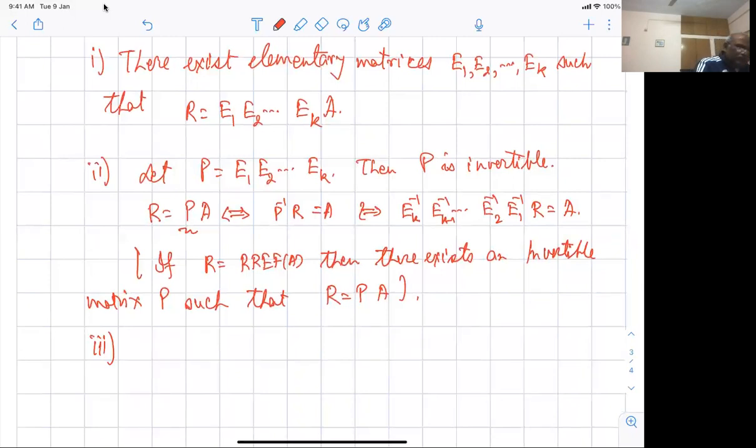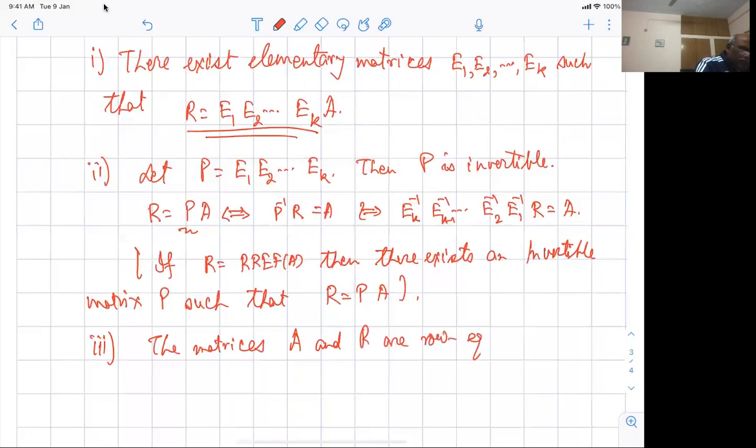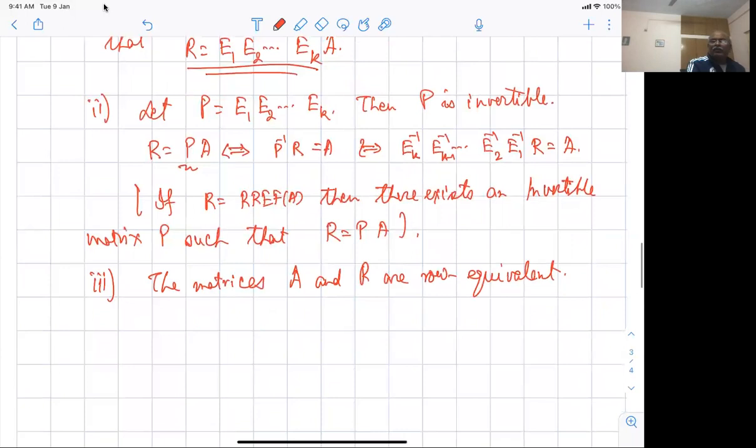So since I have got this here, this part R is this, fine. The matrices A and R are row equivalent. Why are they row equivalent? So the definition of row equivalent was that two matrices are row equivalent if I can obtain one from the other by a sequence of elementary operations, or by multiplying on the left by elementary matrices. This is what I am doing here. These are the elementary matrices E1, E2, Ek. Fine.